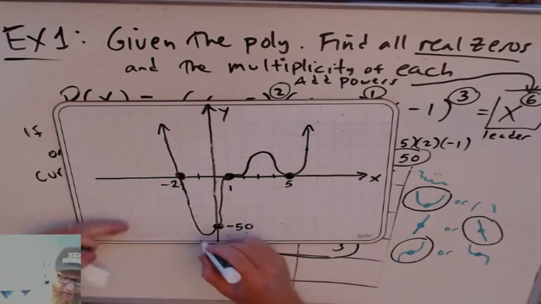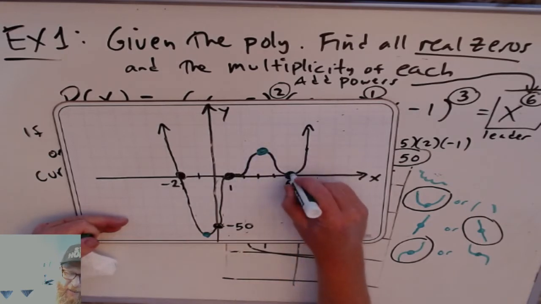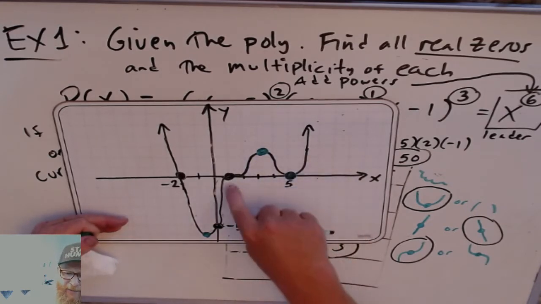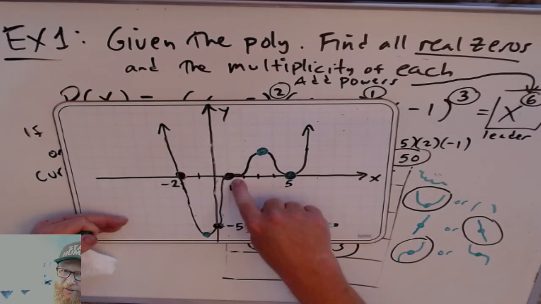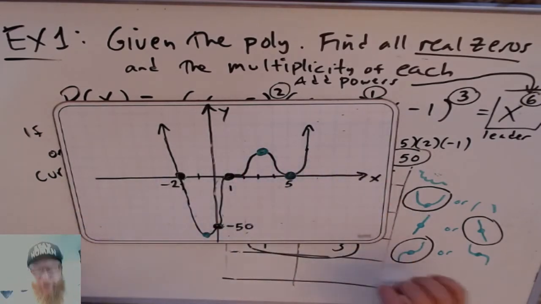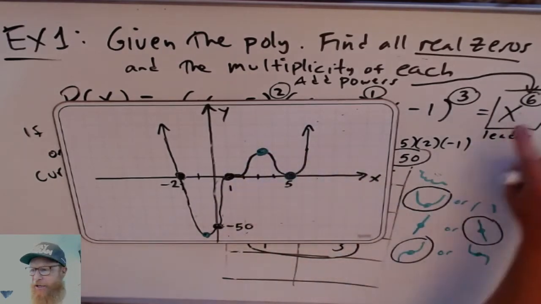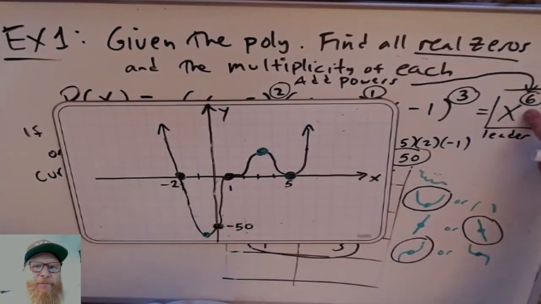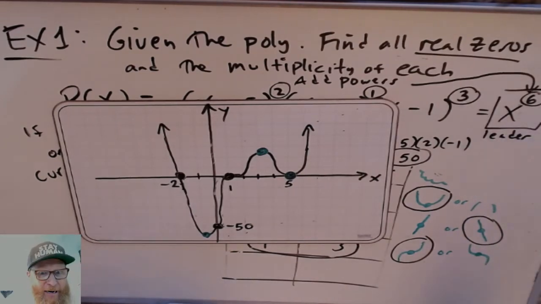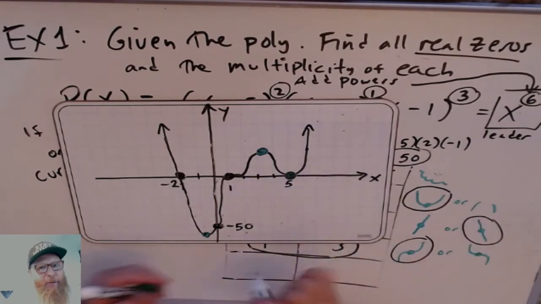How about the turns? How many turns does it have? 1 down here, 1 here, and 1 here. The inflection does not count as a turn, so only the ones that are actual U-turns count as turns. So it has 3 turns. How many could it have had? The degree is 6. It could have had 5, right? 6 minus 1 is 5. It could have had 5, but it didn't. It had 3.